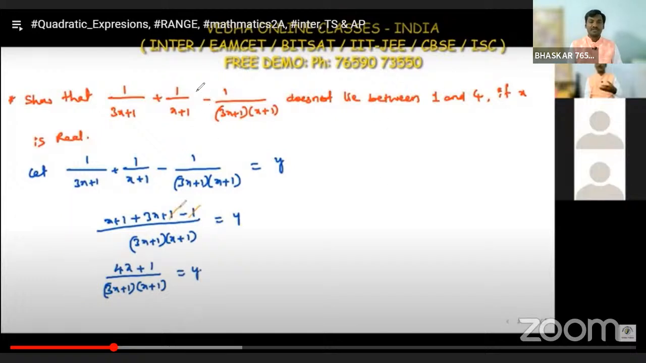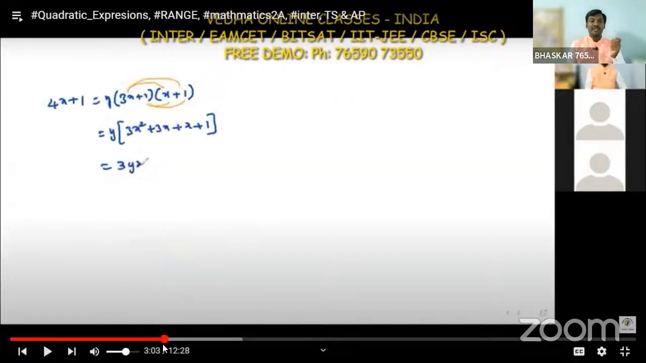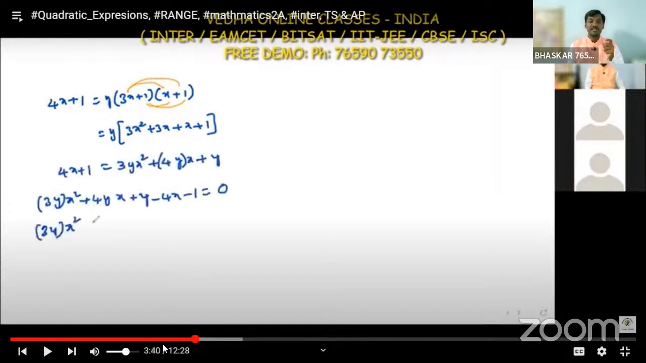Now if we go to the next step, I'm sending this denominator to the right side. That side it is divided, that's why it will multiply on the right side. So (3x plus 1) into (x plus 1), multiplying, we get 3x square plus 3x plus x plus 1, like that we get.